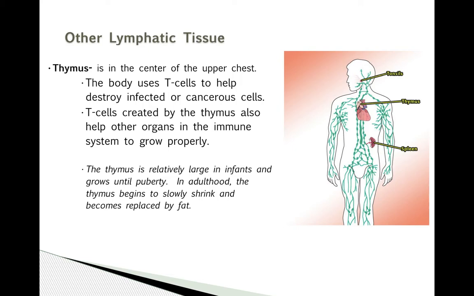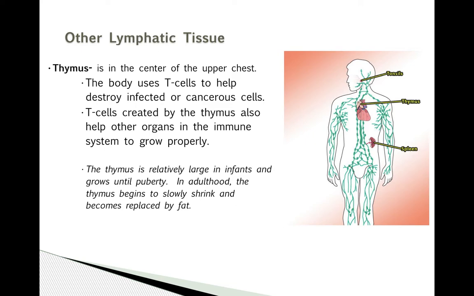All right, another big lymphatic tissue would be the thymus. This is in the center of your upper chest. The thymus is incredibly important to newborn babies and children because its purpose is to produce progenitor cells, which mature into T cells. So basically what the body uses T cells to do is destroy infected or cancerous cells.